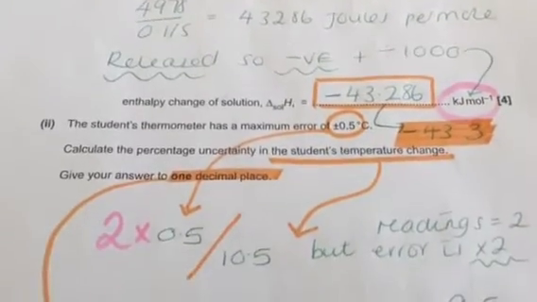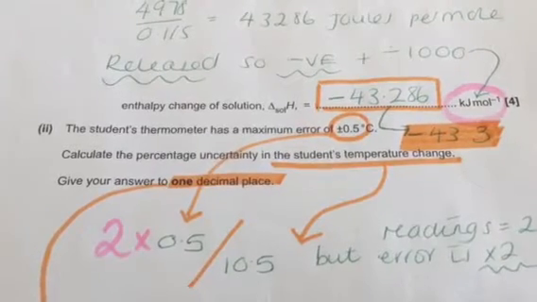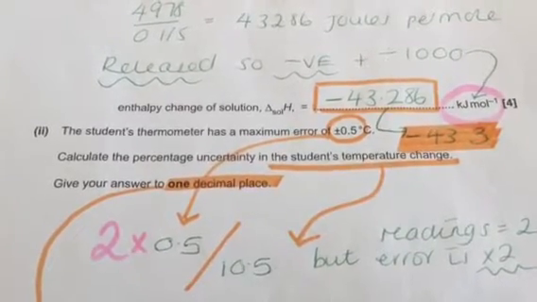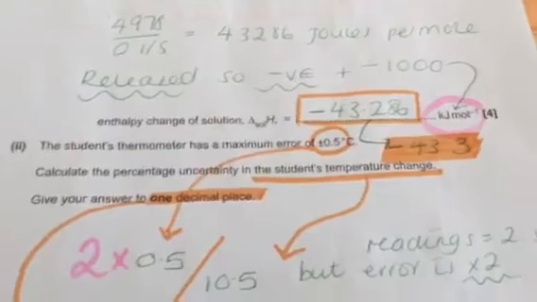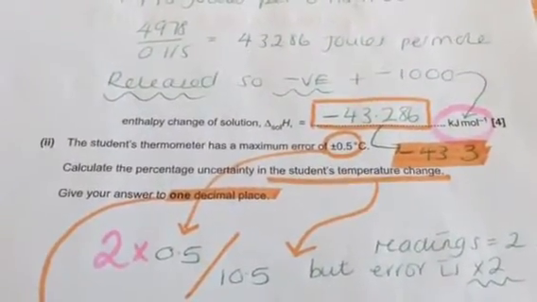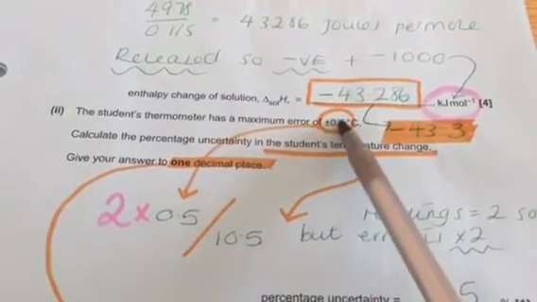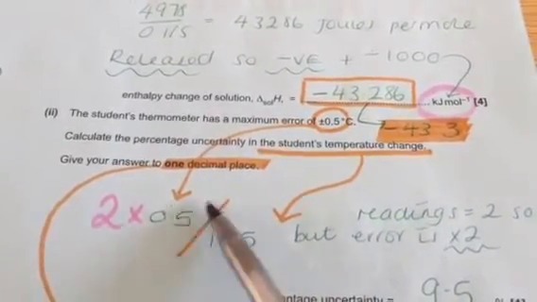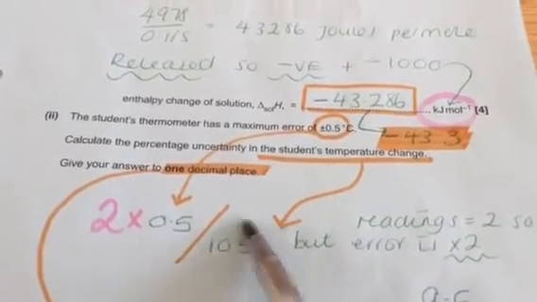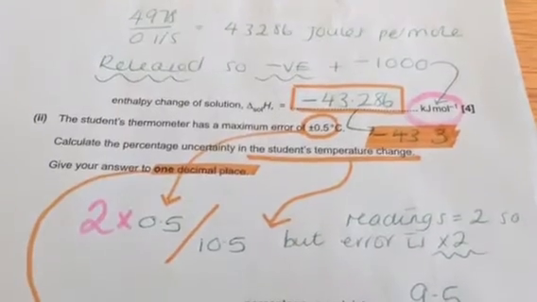Next question, the student thermometer has a maximum error of plus and minus 0.5. Calculate the percentage uncertainty in the student's temperature change to 1 decimal place. So again, making sure that we are quoting to the number of sig figs or decimal places in the question. So here we take our value, our error, stated in the question. We divide through by the amount that we have measured. So our temperature change is 10.5 degrees.